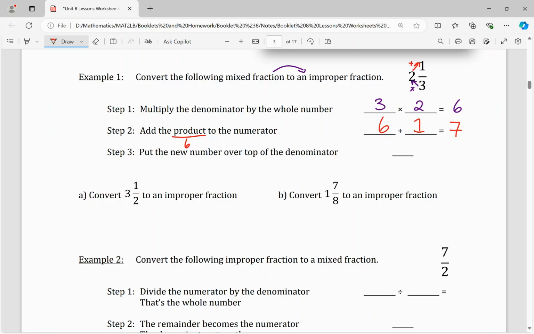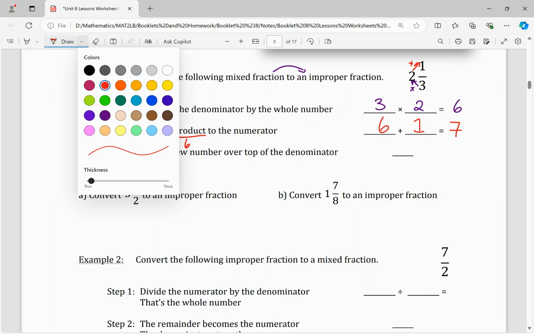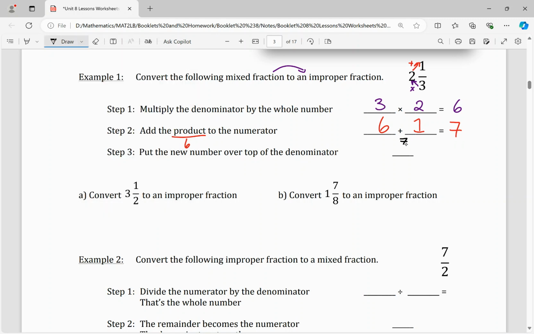Step 3, put the new number over top of the denominator. So we are going to take our new number, which is 7, and here's the part that people always forget. The denominator stays the same, so it's 7 over 3. So 2 and 1/3 as a mixed fraction is the same as 7 over 3 as an improper fraction.